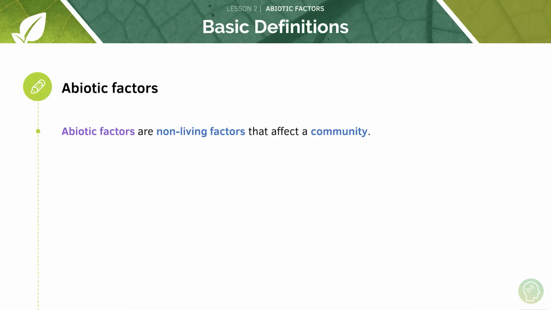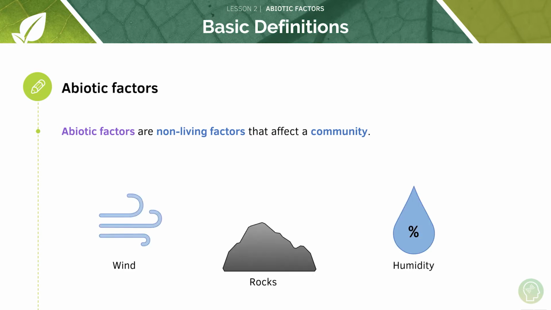First of all, let's start off with more basic definitions. Abiotic factors are non-living factors that affect a community. Remember, biotic factors are our living factors, but abiotic factors are the non-living factors. In the last tutorial, I think I gave a rock as my example of an abiotic factor, but other non-living factors include wind and humidity. Basically anything that you think can affect a particular environment that is a natural factor is an abiotic factor, but something that is non-living, remember.